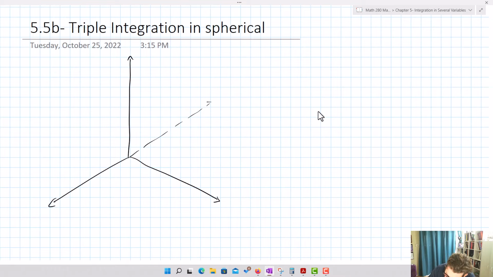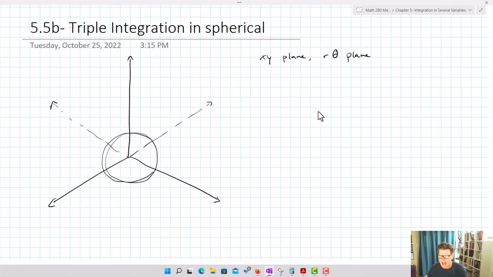Remember that what we've got is an r theta plane, okay? And in spherical, we're going to continue to have this r theta plane, which is like the XY plane and also can be called the r theta plane. Basically, that's the plane where z equals 0, and it's that plane right there. And so what we're going to do is we're going to have three coordinates.